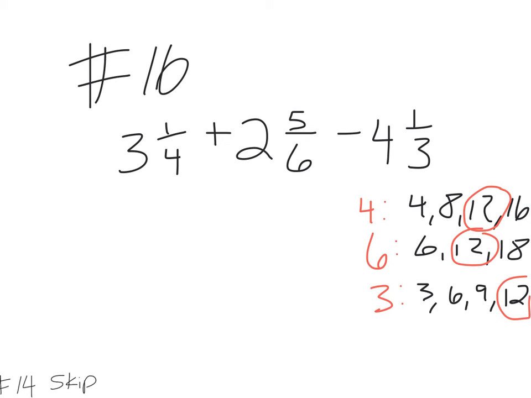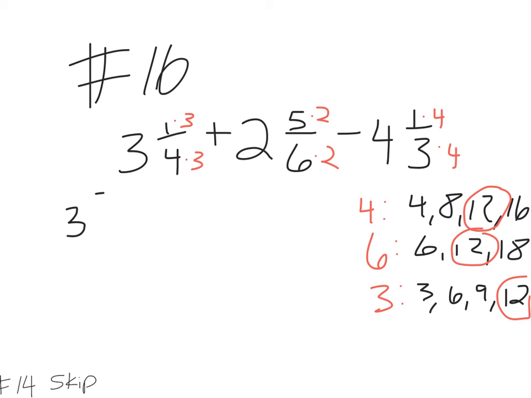All right, so 4 goes into 12 3 times. So multiply by 3 top and bottom. 6 goes into 12 2 times. Multiply by 2 top and bottom. And 3 goes into 12 4 times. So multiply by 4 top and bottom. All right, now I've got my new equivalent problem. So same problem, just different numbers.